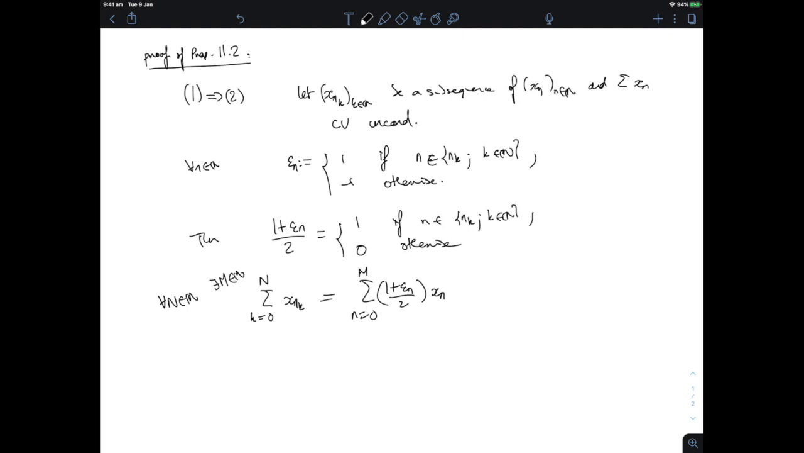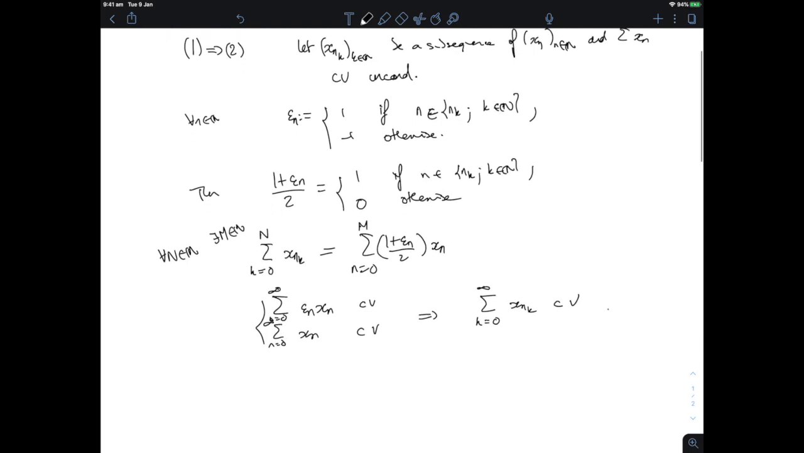Okay, so because we have that, the sequence of partial sums on the left is going to be Cauchy if and only if the sequence of partial sums here is Cauchy. So the fact that the sum of epsilon_n x_n and the sum of x_n itself, these two things converge, implies that the sum of the x_{n_k} converges. And that proves that 1 implies 2.